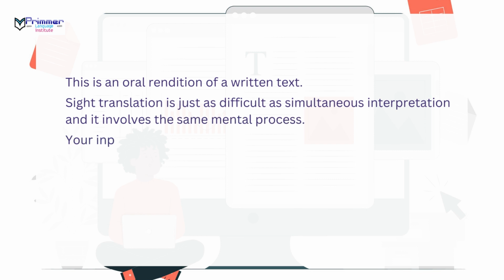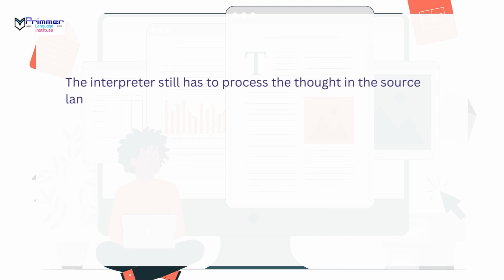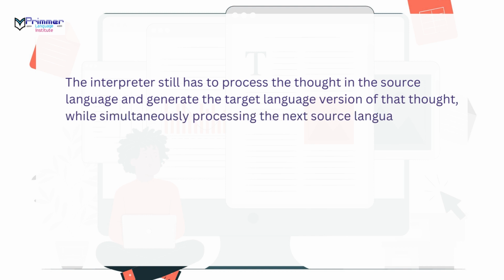So your input is visual, which is the written word, rather than the oral spoken word, but the interpreter still has to process the thoughts in the source language and generate the target language version of that thought while simultaneously processing the next source language thoughts and so on.